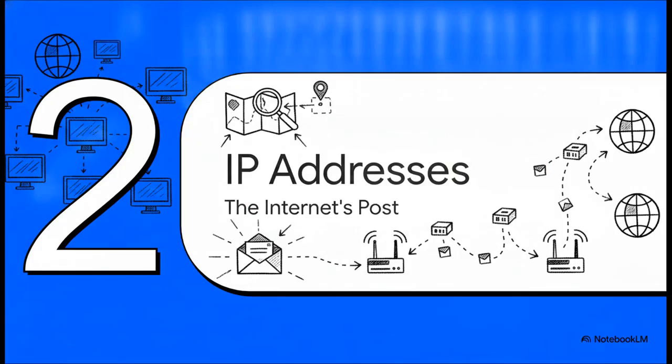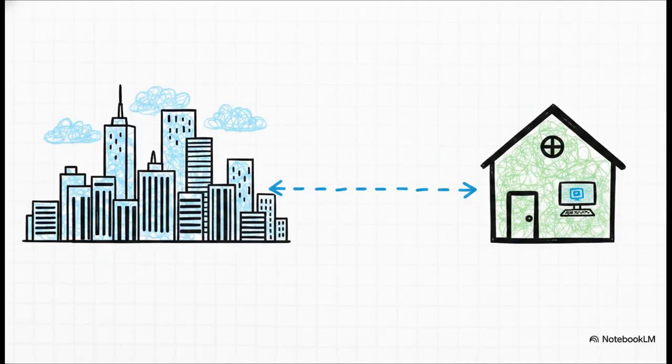Moving on to Section 2, Decoding the IP address. To actually solve this whole navigation problem, every computer needs a specific, globally recognizable location. And that brings us to the IP address. Without this, routers wouldn't have a clue where to send anything. The crucial point here is that IP addresses are hierarchical. They work exactly like our postal system, meaning routers don't have to track every single device on Earth individually.